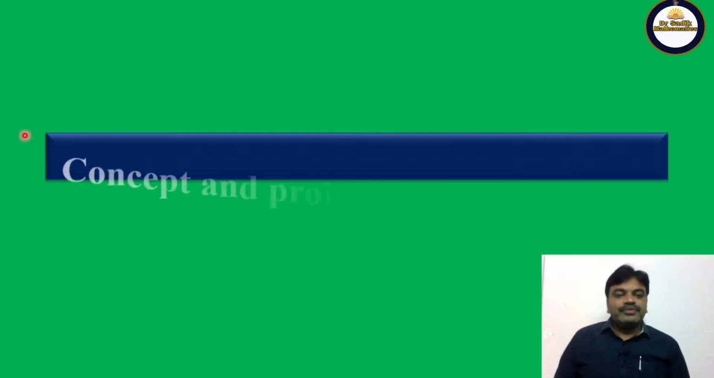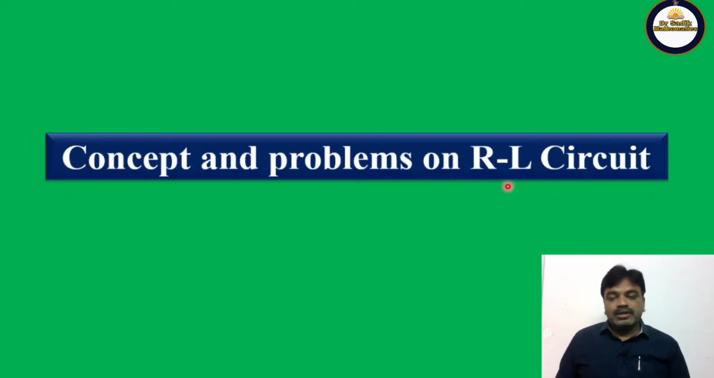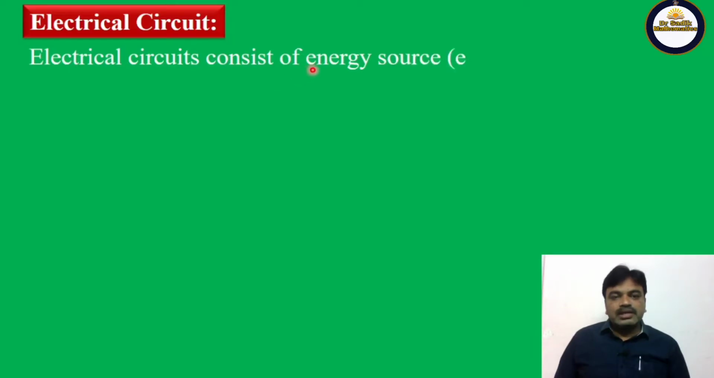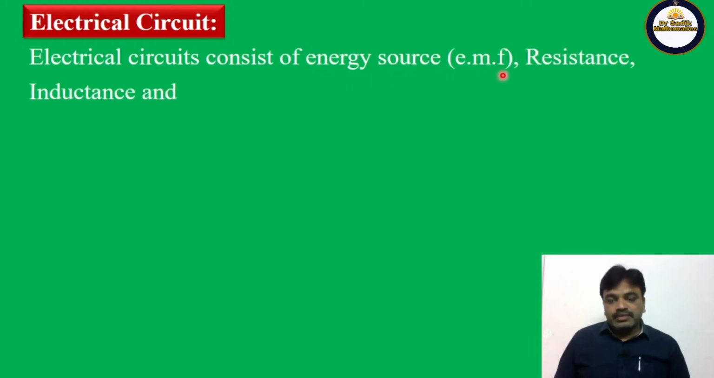Today we discuss the concept and problems on the RL circuit. Let us see the basic concept. What is an electrical circuit? Electrical circuits consist of an energy source, EMF, called electromotive force, and resistance, inductance and capacitance. The electrical circuit consists of EMF, battery, resistance, inductance and capacitance.